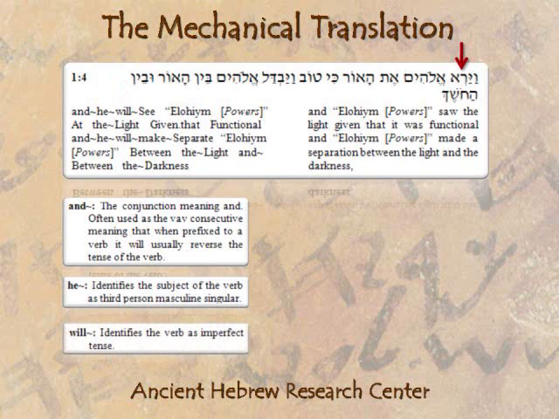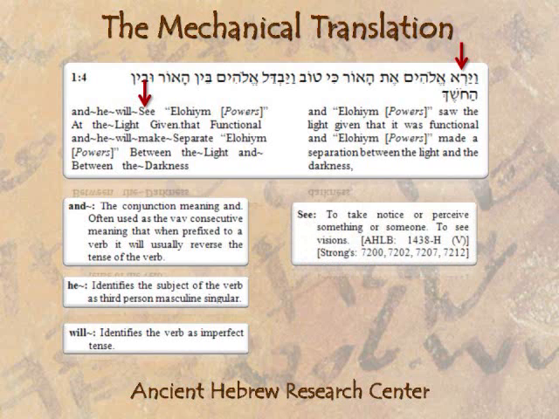Next is the verb ra'ah, and this is found in the mechanical translation. It is always translated as see, and this can also be found in the dictionary to take notice or perceive something or someone. To see visions. Also, each dictionary entry for each word will also give you the number for that corresponding word in the Ancient Hebrew Lexicon of the Bible, as well as Strong's references.